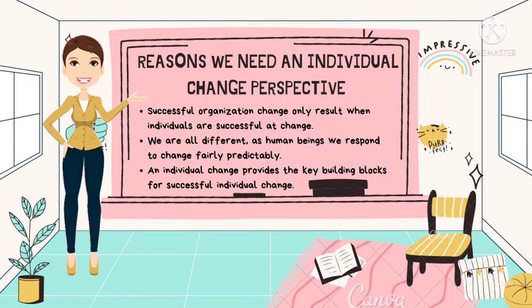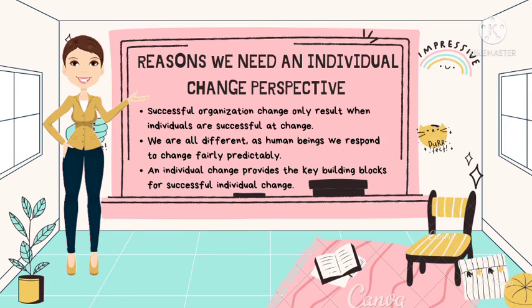Second is we are all different. As human beings, we respond to change fairly predictably. For this, the way we as human beings respond to change is actually very similar. It is basic human nature to be curious about why a change is happening and what has resulted in the need for change.